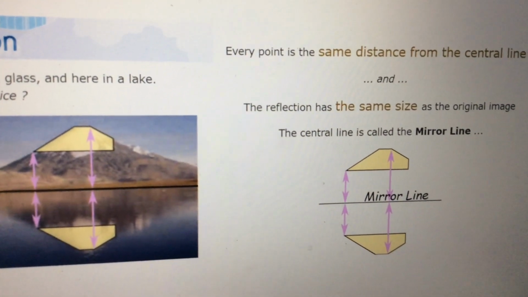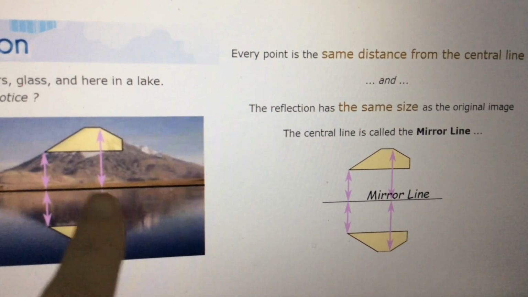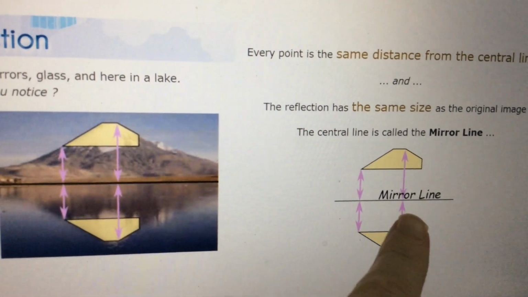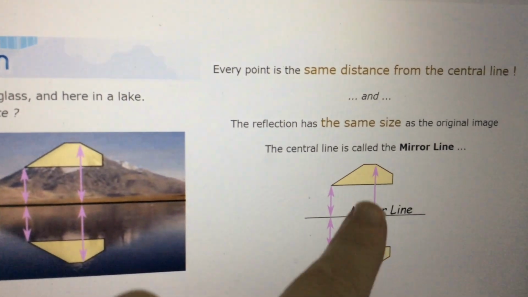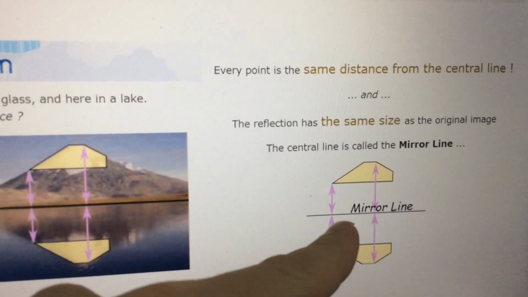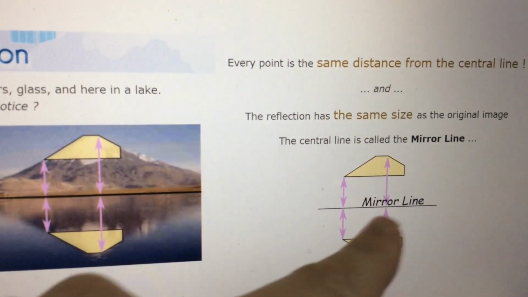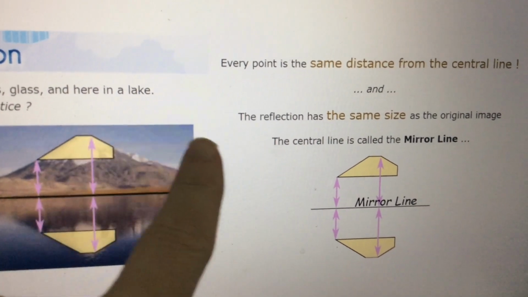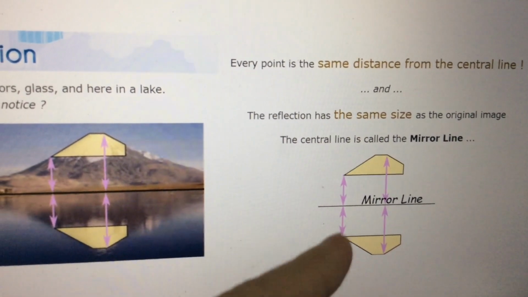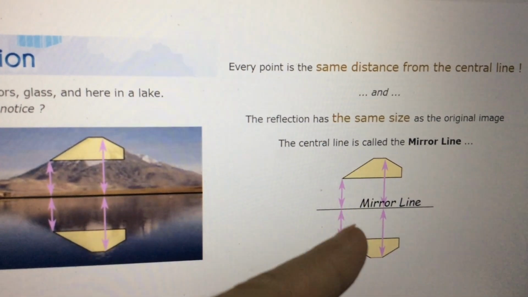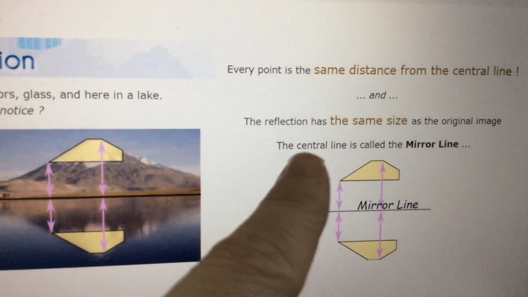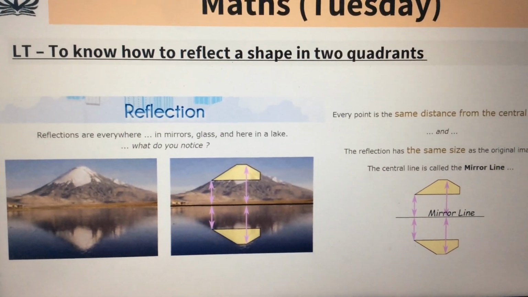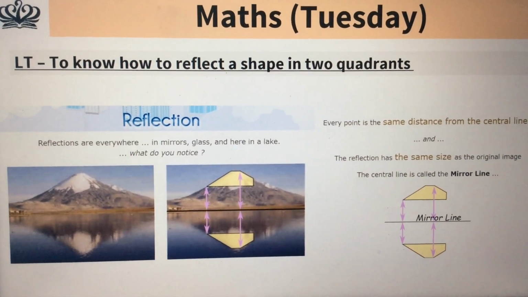Right, these are some important points here. So you will have a mirror line, which is where the object is reflecting. And the shape, or the reflection, needs to be the same distance from that mirror line. We'll look a bit more at that in a minute. And the reflection is the same size as the original image. It won't be changing its size. We'll have a look a bit more about this as we go through today's lesson.